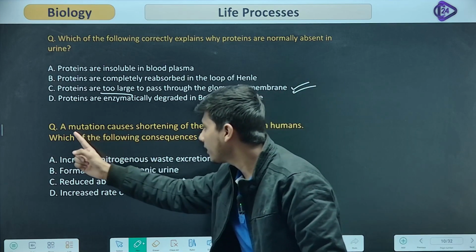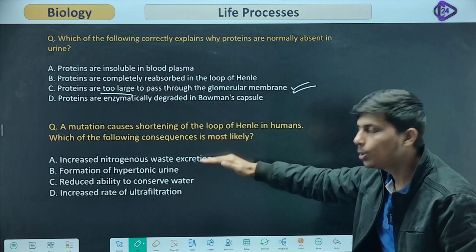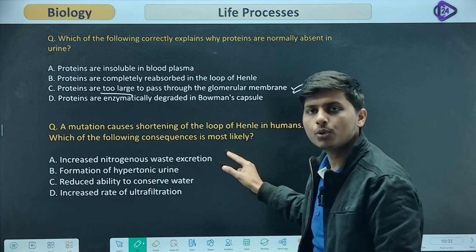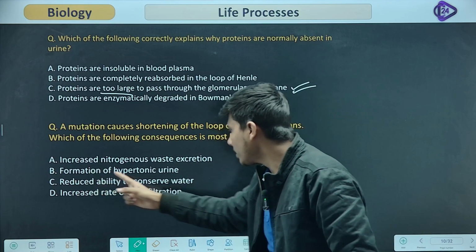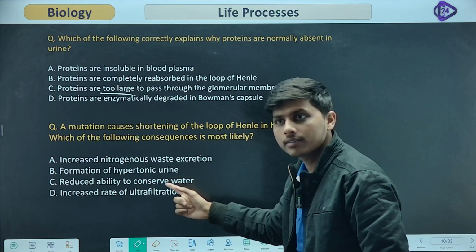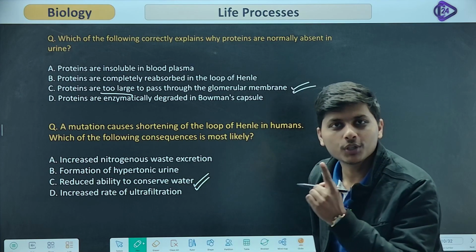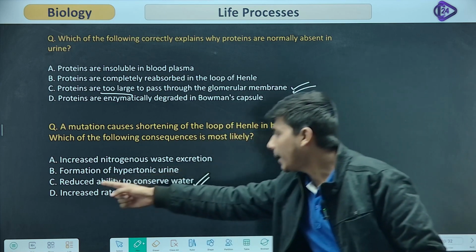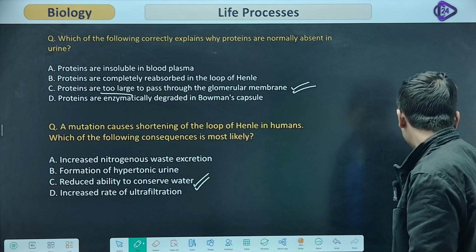The last question: a mutation causes shortening of the loop of Henle. In a mutation, the loop of Henle gets short in humans. Now, which of the following consequences is most likely? Increased nitrogen waste, not related. Formation of hypotonic urine, not related. Reduced ability to conserve water, something related. The function of the loop of Henle is to conserve water. If the loop of Henle gets short, the ability to conserve water gets reduced. This is the answer to this question.